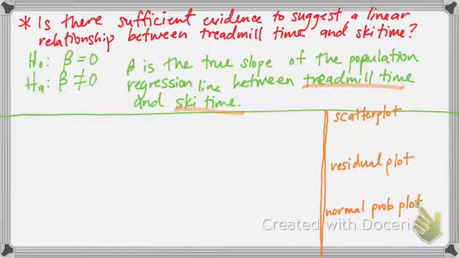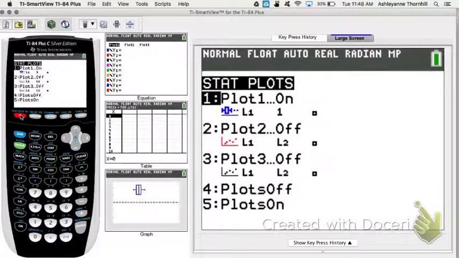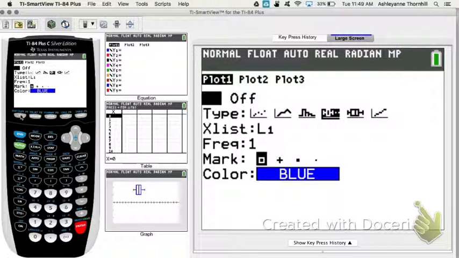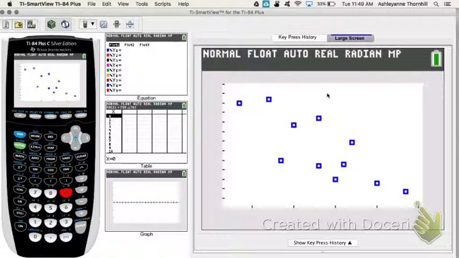So with your calculator, I want you to draw all 3 of these. So the first thing is your scatter plot. Okay, so if I want to do a scatter plot, I go to second y equals. Enter. The type is the first one. L1, L2, zoom 9. Looks negative.